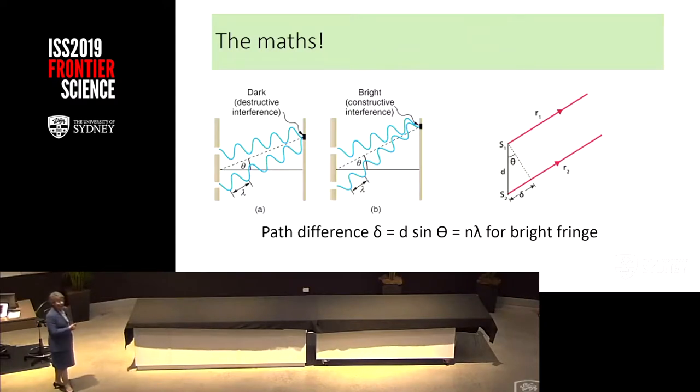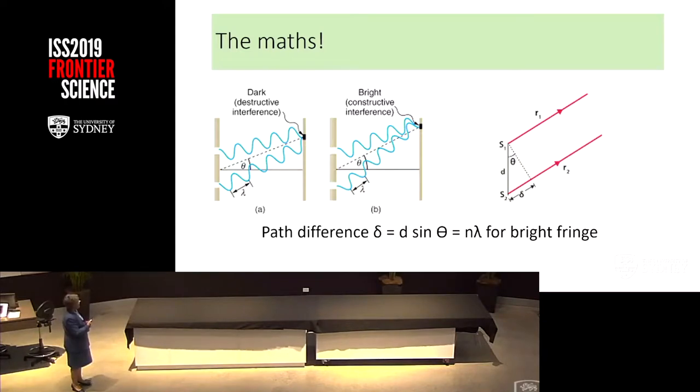we'll need to get a formula. So here's two beams coming through the two slots. In this particular case, the wave crests are lined up, the wave troughs are lined up, the waves add. And that's one of the directions where you get a bright fringe. In this case, peak is against trough, or is in antiphase, and you get nothing here because the two waves cancel each other out. So this is a dark spot.